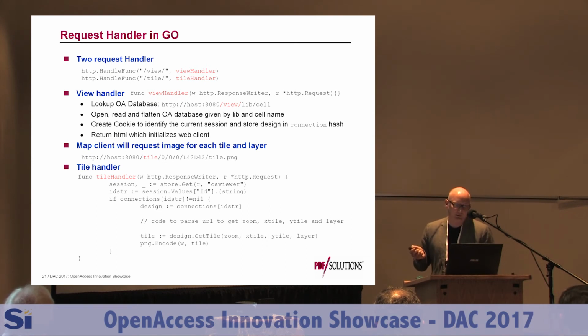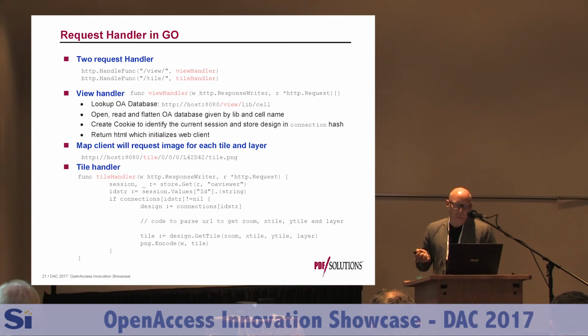The view handler does the following. It will initialize your process, meaning it looks up the database. So you give it your host name, some port, then view, and a lib name and a cell name. You look up the OpenAccess database and flatten the database into Go space. You create a cookie so that you can identify your session, so that multiple users can access even the same design. You store this into a connection hash, and then you simply return some HTML code which initializes the web client, so this map client, with some other initialization you have to do.